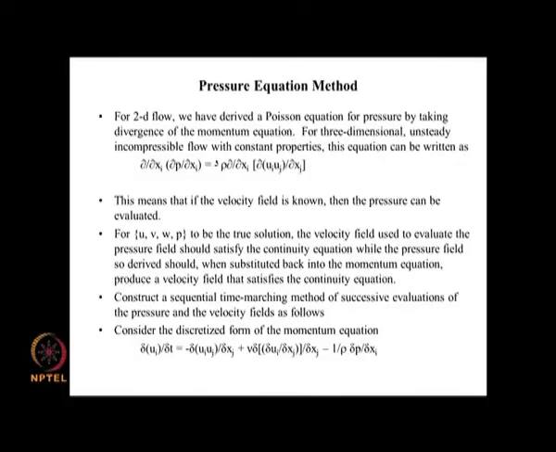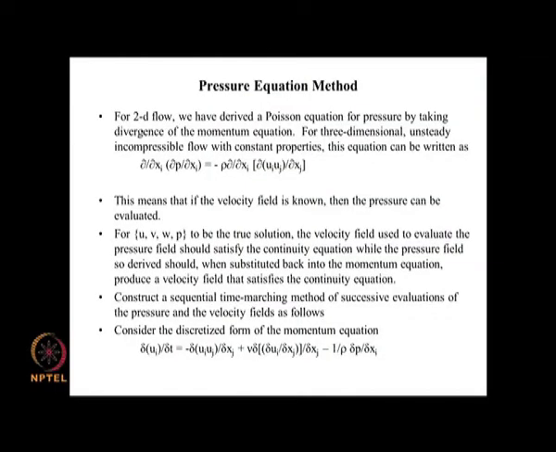This is based on the idea of solving an equation for pressure together with the momentum equations, and how this equation for pressure is constructed we have already seen when we discussed the stream function vorticity method, in which we said that it is possible to manipulate by taking the divergence of the momentum equation. We can derive an equation for pressure, and that we showed how to do for a 2D flow.